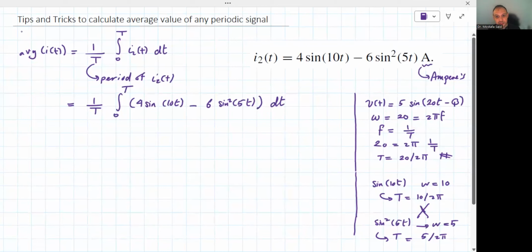We don't know which to use, right? So the solution for that is to unify the angle. The angle should be the same. You have to convert, or translate, that function, which is 4 sine 10t minus 6 sine squared 5t, into a function that has the same omega, or even one sine or one cosine with one angle, and that's it.